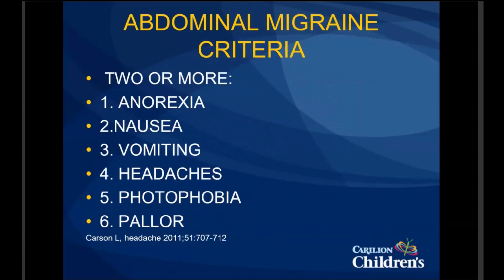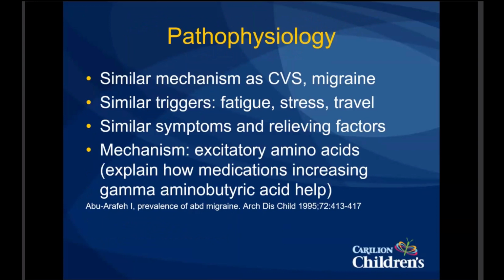The triggers will involve fatigue, stress, and traveling, and they're very similar to cyclic vomiting syndrome. The pathophysiology involves excitatory amino acids, like neuropeptides or neurotransmitters, that are linked to the severe abdominal pain. There are also central nervous system areas, the temporal lobes and the amygdala, relating to this excitatory stimulation that involves the gastrointestinal tract, triggering this severe pain.